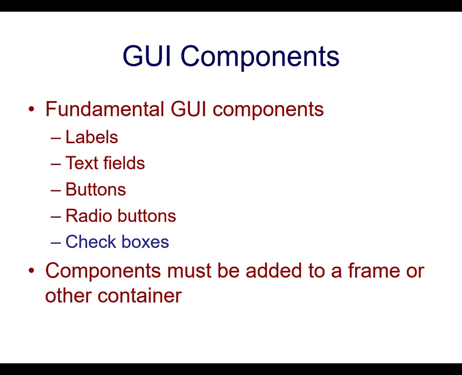Like radio buttons, checkboxes are used to provide the user choices, but unlike radio buttons, they allow more than one to be selected at a time. When constructing a GUI, the components must be added to a frame or other container, such as panels, which we will discuss in Part 2.